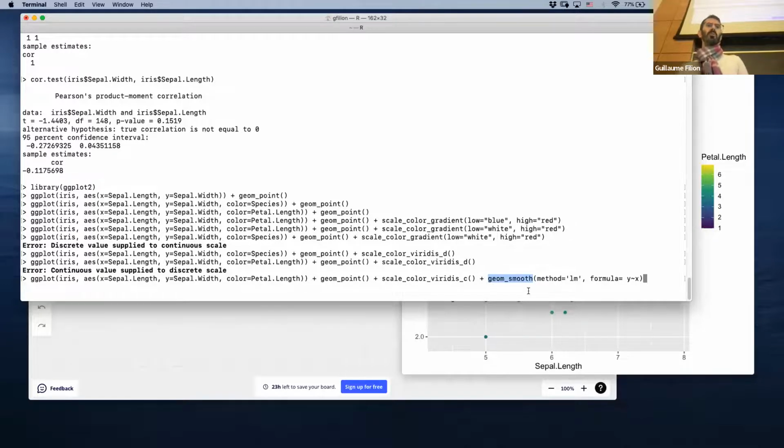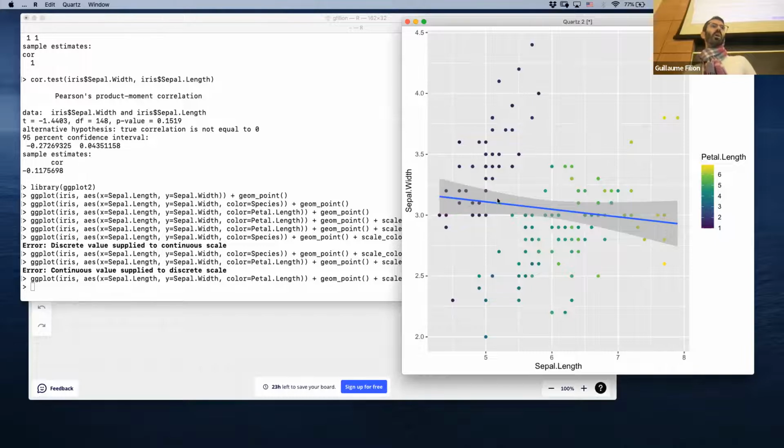So geom_smooth, you're going to smoothen the data. Method equals lm, and remember lm, we've seen it, and formula y regressed on x, remember we've seen that as well. So that tells ggplot2 what it needs to do in order to get that regression line. When you do this, it takes a while. It's a bit longer than other methods. It does it, and wow, look at this.